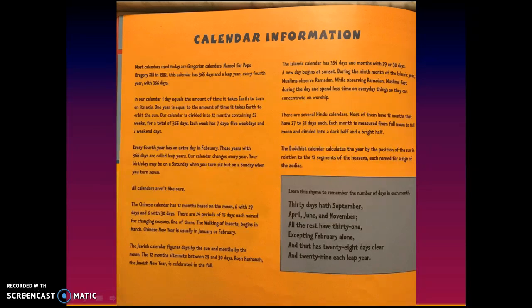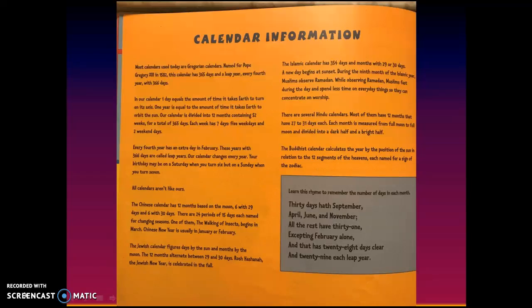Here's some more nonfiction calendar information, also from Bob Barner's Parade Day picture book. Most calendars used today are Gregorian calendars, named for Pope Gregory XIII, 13th, in 1582. This calendar has 365 days and a leap year every 4th year, with 366 days.